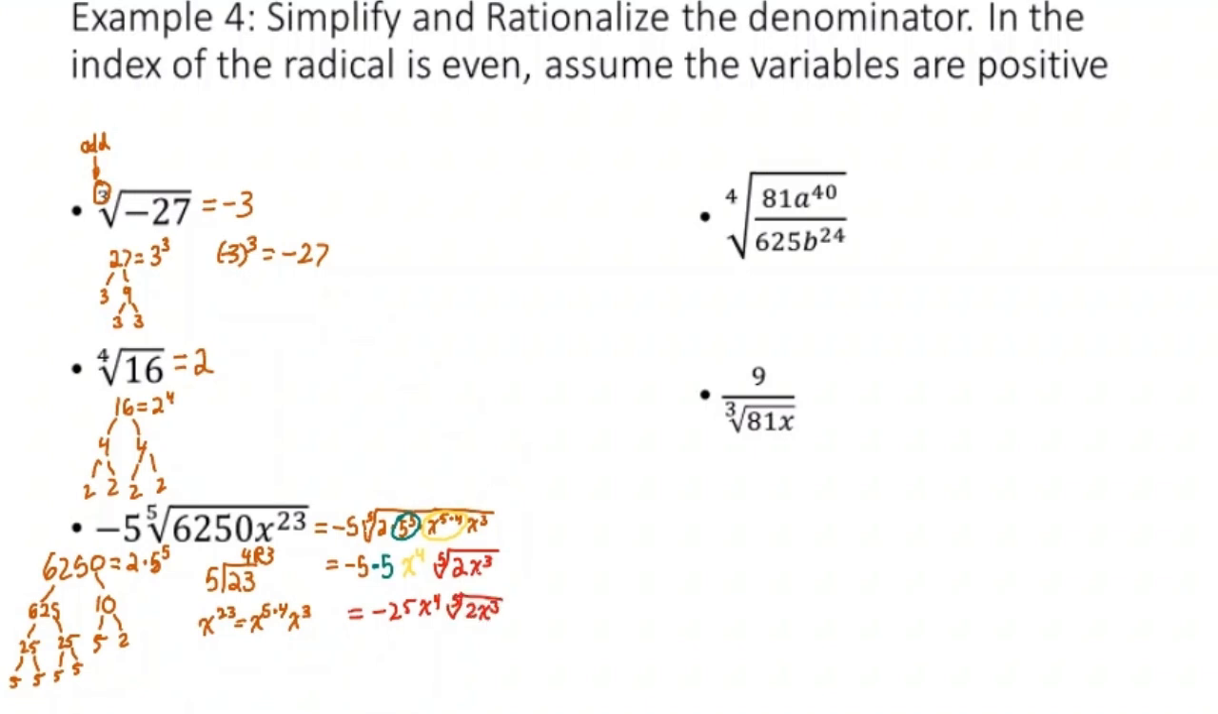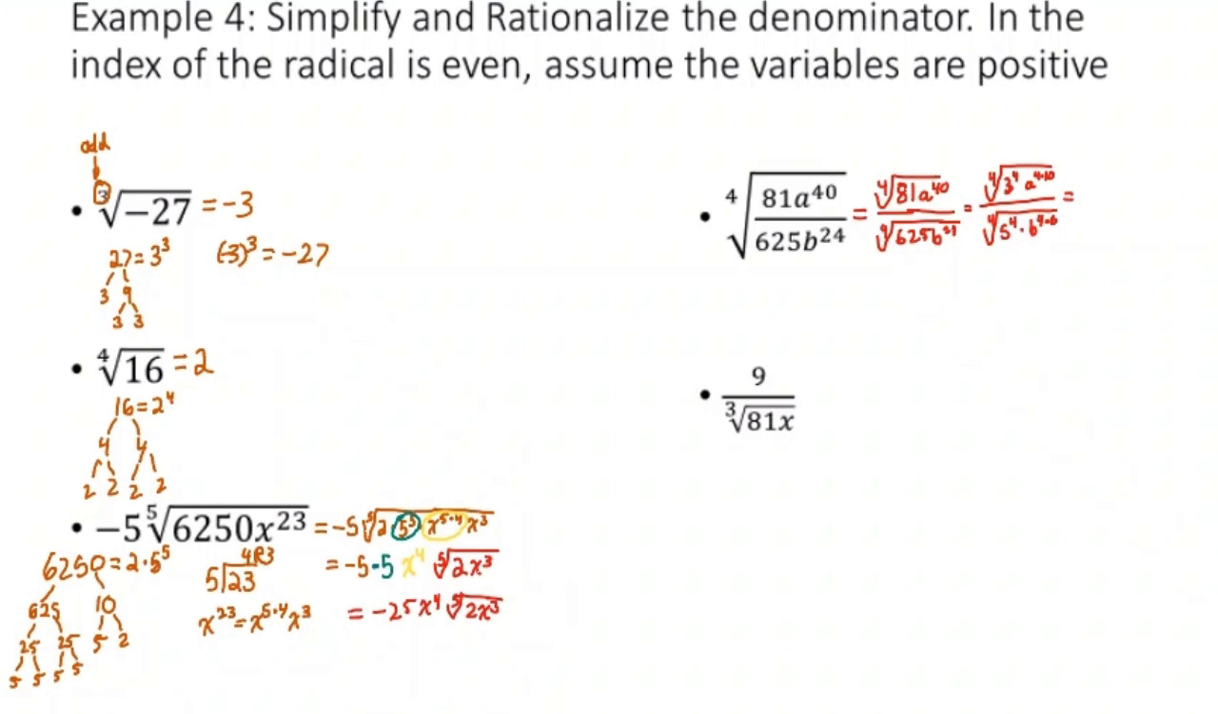For the next example, we're going to simplify the fourth root of 81a to the 40th over 625b to the 24th. If we rewrite our expression using the second property, this is equal to the fourth root of 81 times a to the 40th over the fourth root of 625b to the 24th. Now, using the same strategy we did in the previous problem, we can rewrite 81 as 3 to the fourth, a to the 40th as a to the 4 times 10, our 625 as 5 to the fourth, and our b to the 24th as b to the 4 times 6.